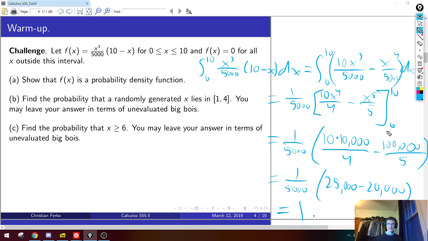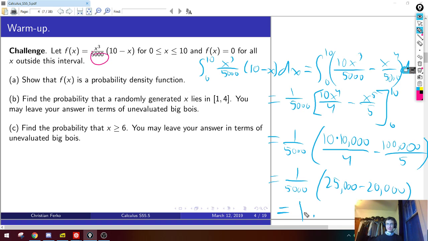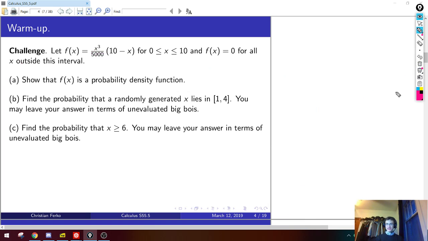Good. Yes, so now you see that this overall number, 5,000, was cooked up precisely so that this thing would be a probability distribution. So that's good. All right. Questions on A? Nope. Okay. Good.